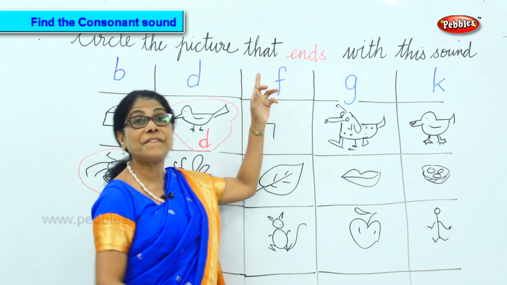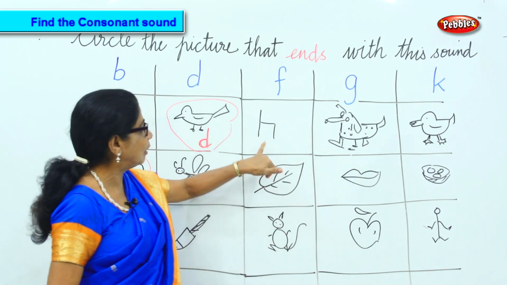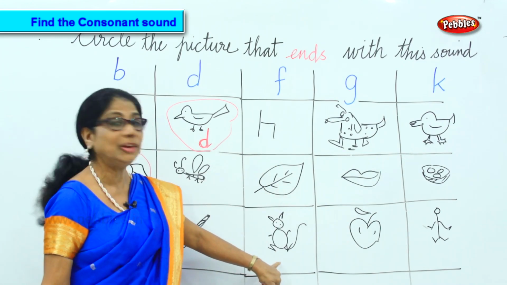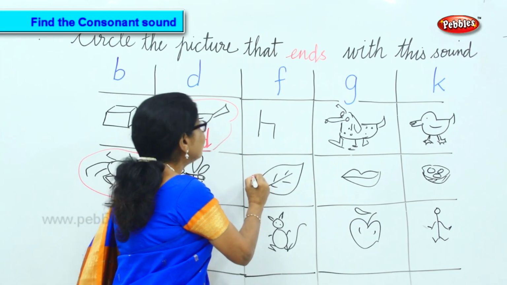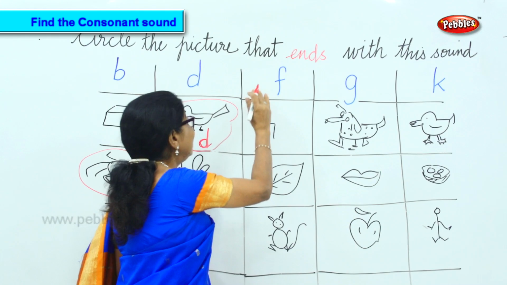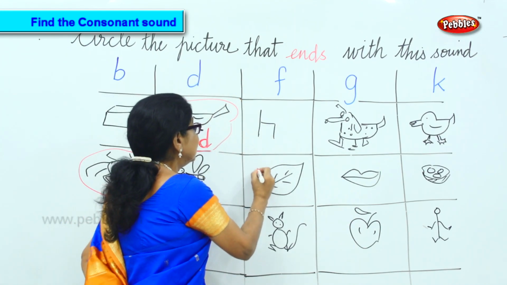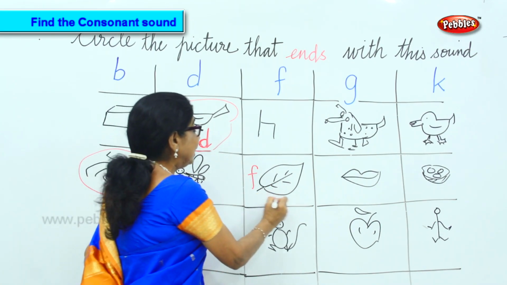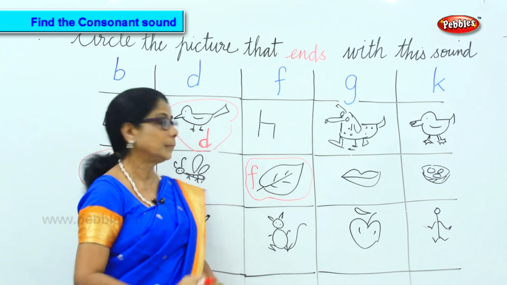Then you have, remember, F sound. You have a chair here, you have a leaf here, and you have a cat here. So the sound is F. Leaf, F, it ends with F. L-E-A-F, leaf, it ends with the sound F.